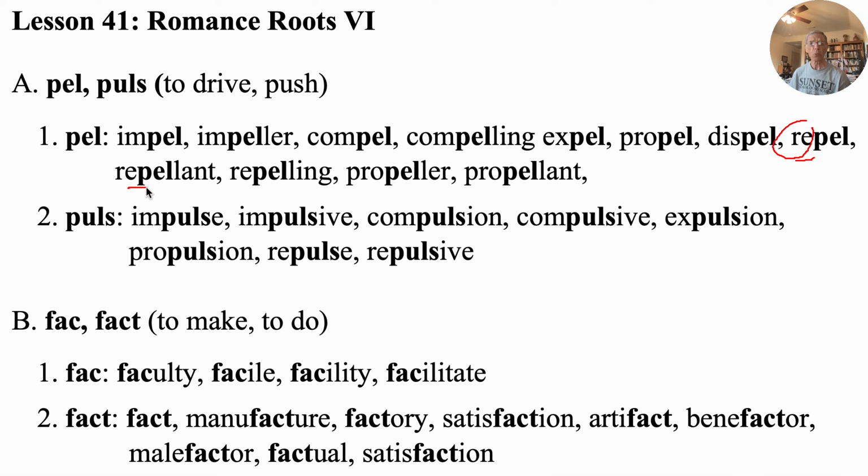Next, we have repellent. A repellent is something you put on, let's say you're in an area where there's mosquitoes, so you spray on a repellent, and that will push them away. Repelling is the verb form. He was repelling down the cliff. Or if you put on repellent, you're repelling the insects. You're keeping them away from you.